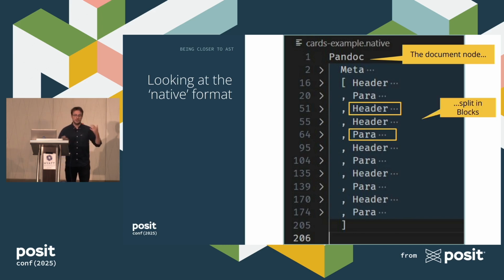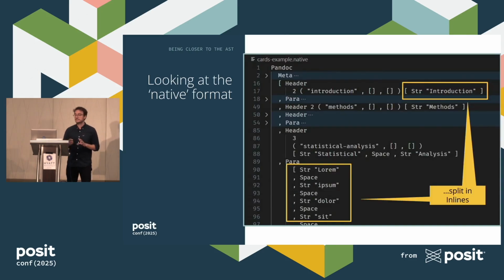Here we have a mix of header and paragraph. So header and para block. We have also a meta block, which is a special block for metadata. And each of these blocks is then split into inlines, and we can observe that in this format. So the first header has one inline, which is a string, introduction, and the last yellow box shows a paragraph, which is a mix of strings and space, granular element.